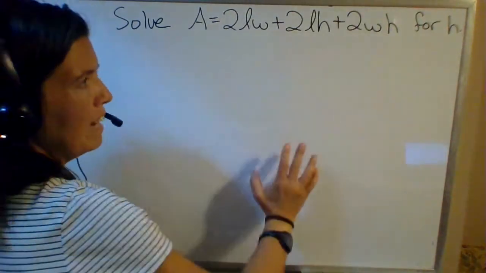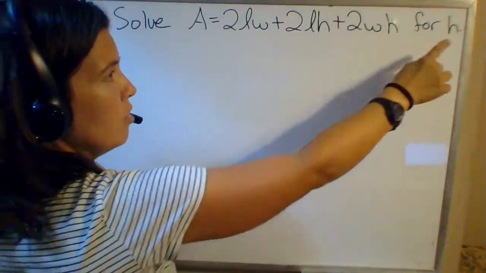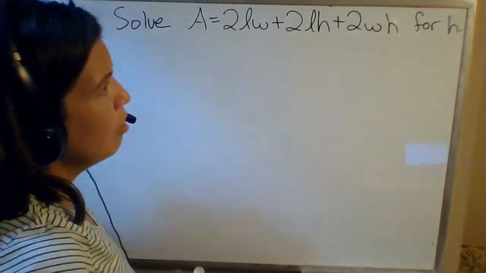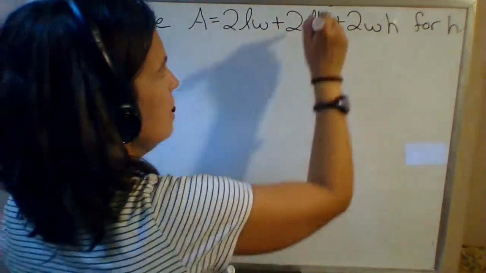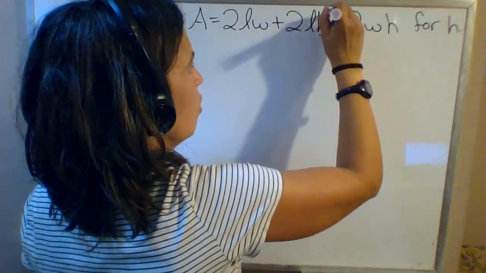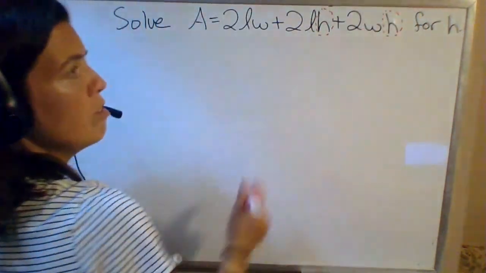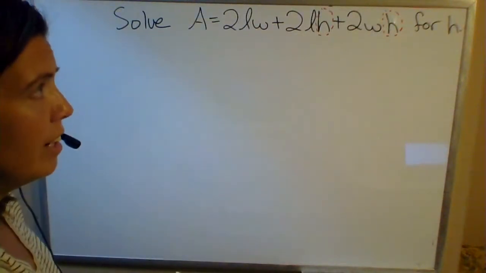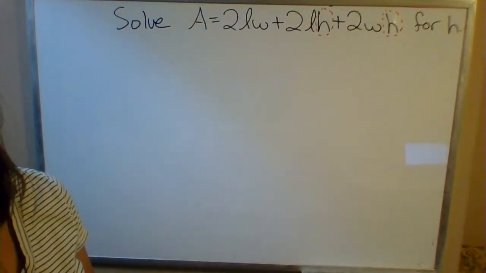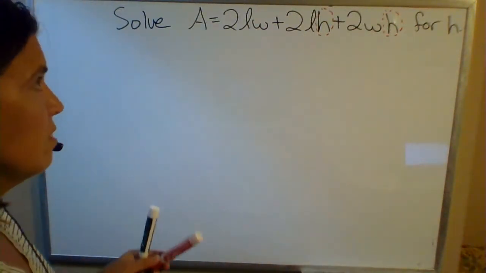So really all we need to focus on is here's an equation. We're being asked to solve for H, so we want to isolate H. And one thing about this problem, the H right now is in 2 different places, so that's not good. It's hard to isolate a variable when it's in 2 different places in the equation.